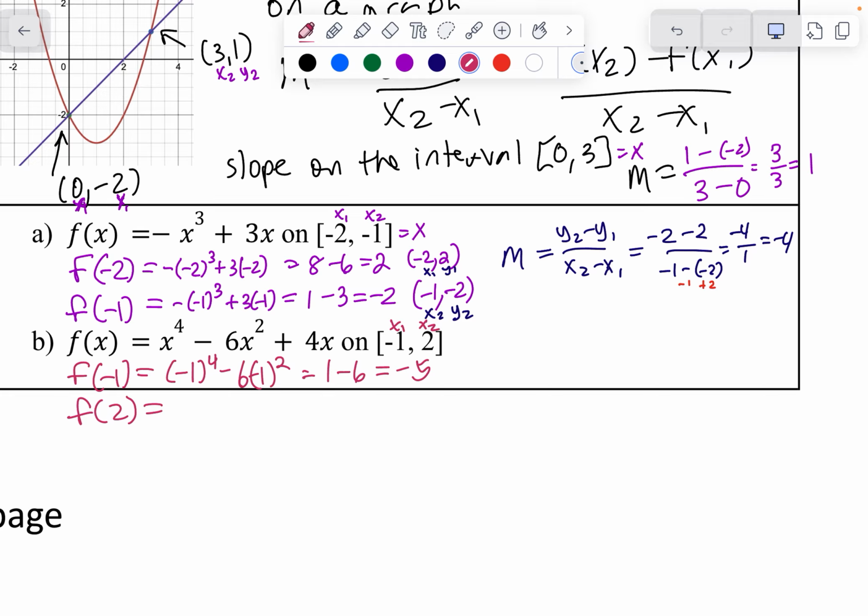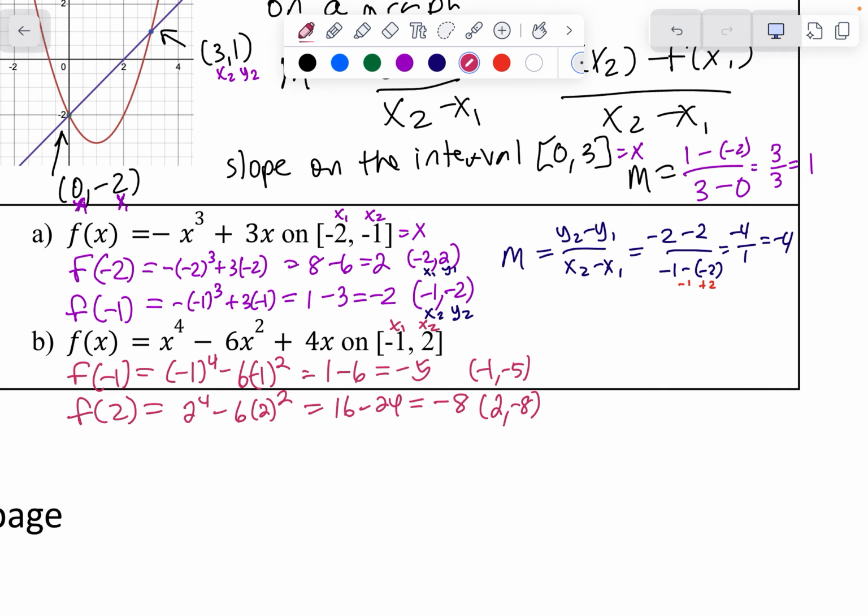Now let's plug in 2. This is going to be 2 to the 4th minus 6 times 2 squared. 2 to the 4th is 16. This would be 4 times 6 is 24, so minus 24 is negative 8. So now we're ready to use our slope formula. If you like to actually rewrite it as points, this would be the point negative 1, negative 5. This would be the point 2, negative 8. So you can write it as points if that helps you use the slope formula correctly. So it's really your decision.